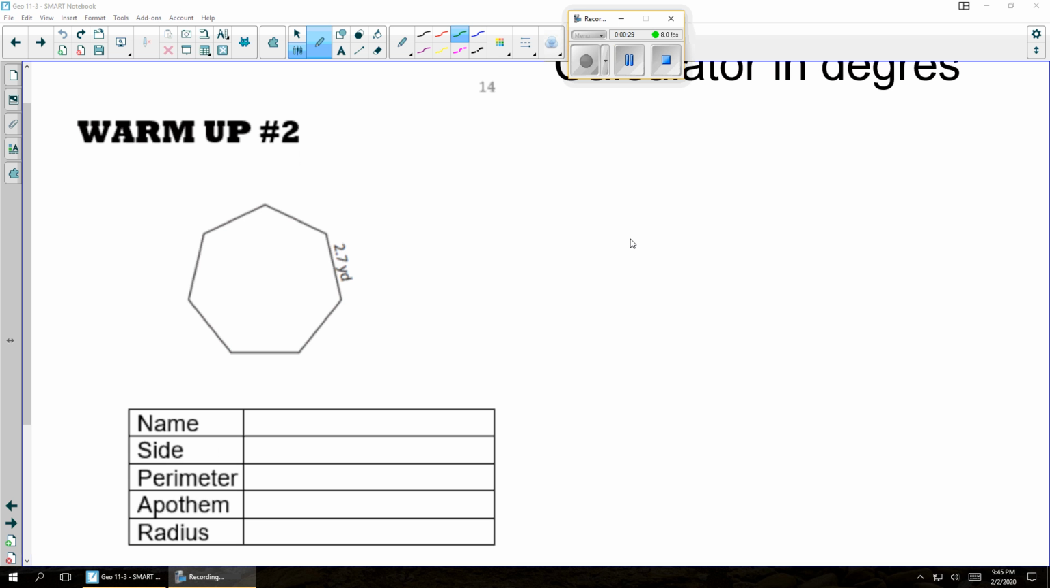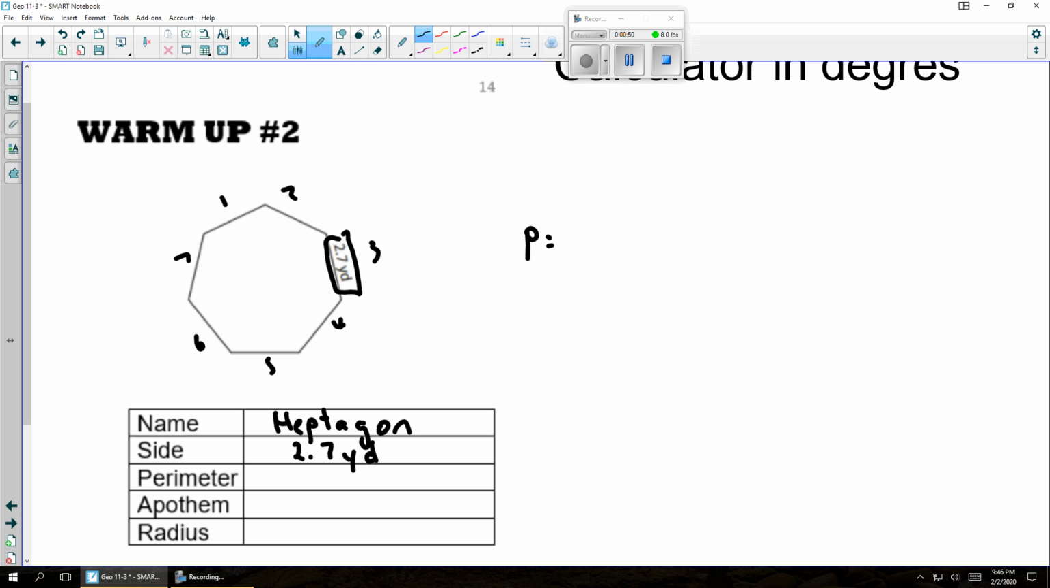Okay, this figure has 1, 2, 3, 4, 5, 6, 7 sides. That makes it a heptagon. Heptagons have 7 sides. A side is 2.7 yards, as it states right here. The perimeter then is going to be 2.7 times 7. So that's 18.9. And of course, perimeter has the same unit, so that's 18.9 yards.